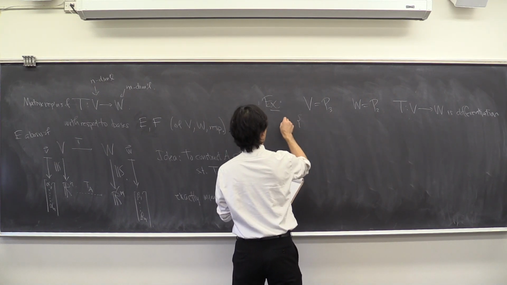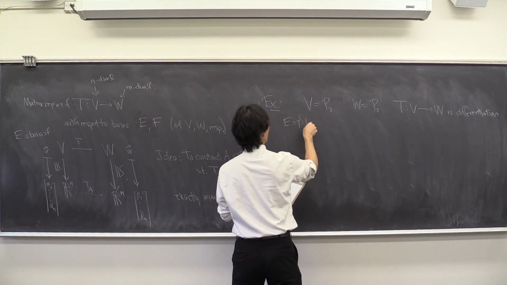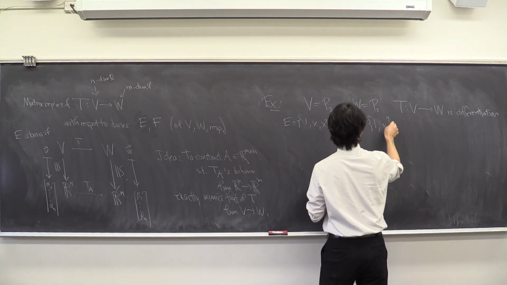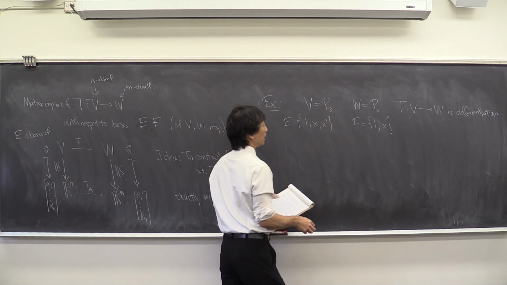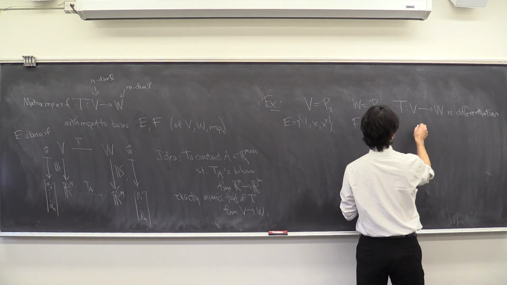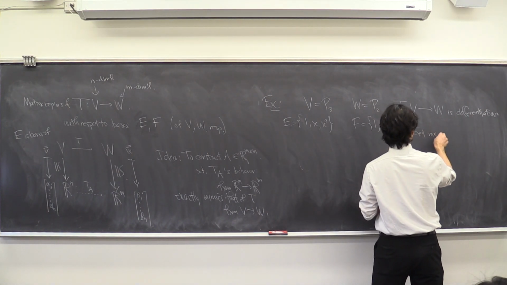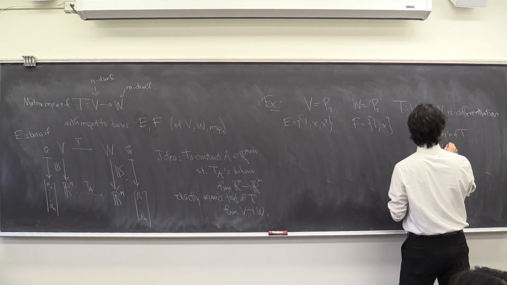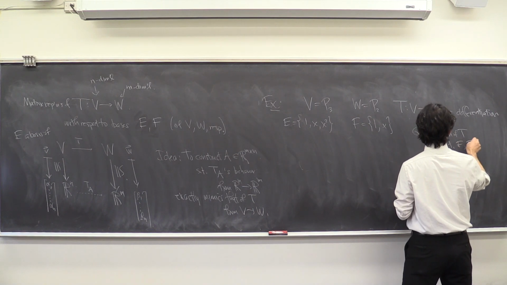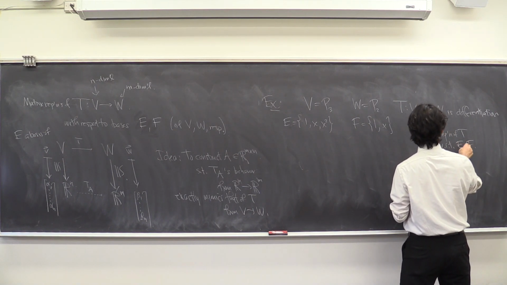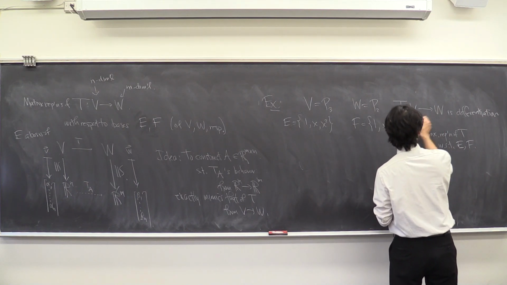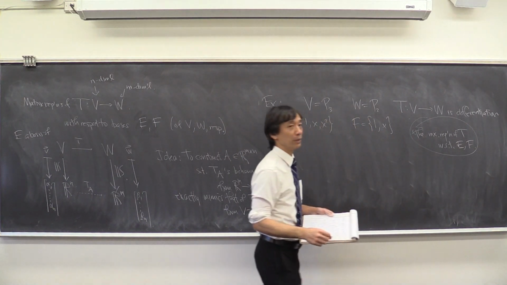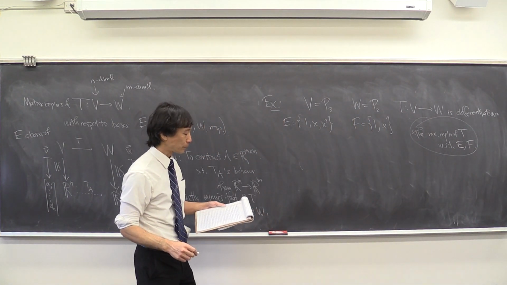Okay, and then we're just going to use the standard bases. So our basis for V is going to be 1, x, x squared. Our basis for W is going to be 1, x. And we'll get the matrix representation of T with respect to E and F. That's what we're going for.